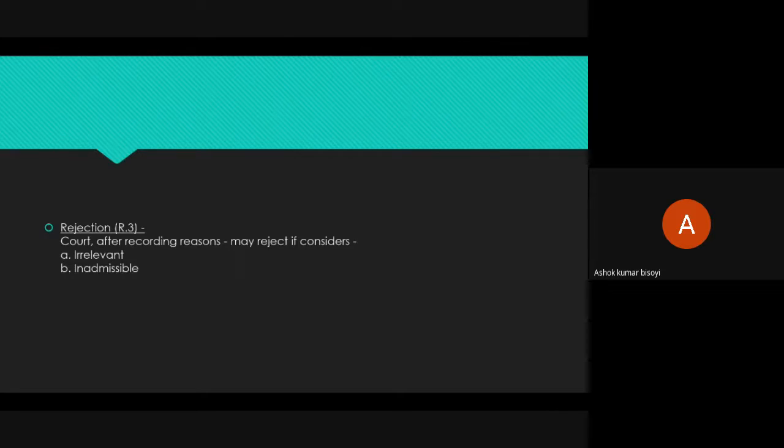Court, if it finds that the documents that you have produced are irrelevant or otherwise inadmissible, and suppose according to the evidence act those are inadmissible, then it can very well reject the documents.